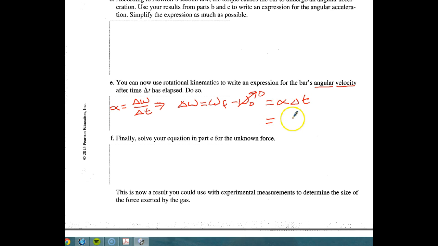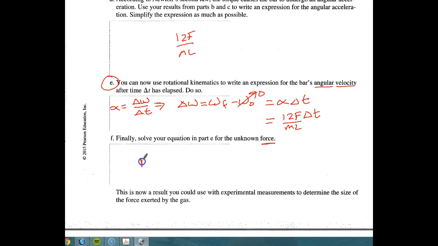From above, we know that alpha we said was 12 times the force over m times L, and that was what we had up here, so it was 12F over ml, so we just took this and moved it here. And then we also have the change in time, so there we go. Now we are set. Finally, solve your equation in part E. So we're looking now for force.